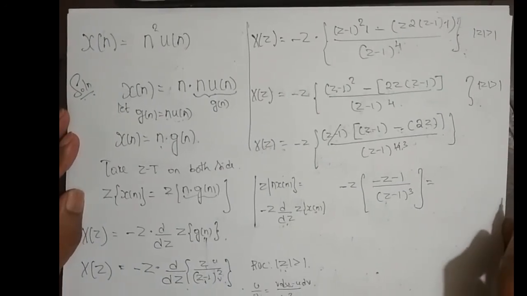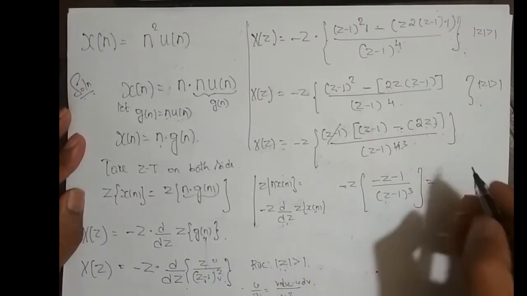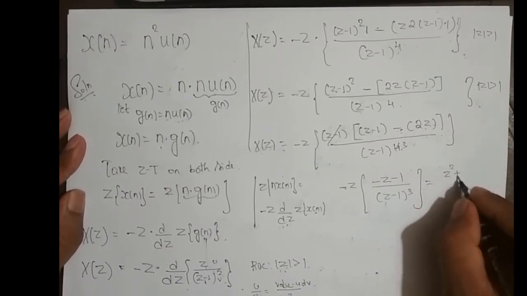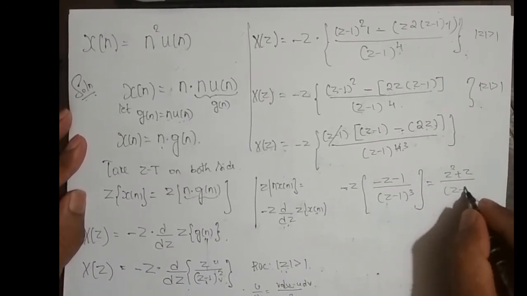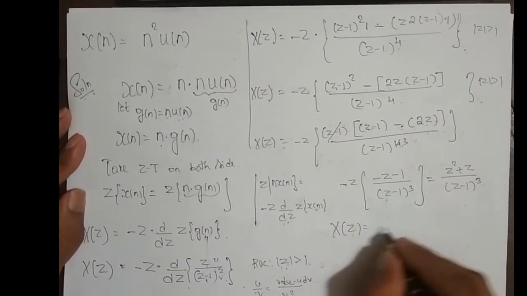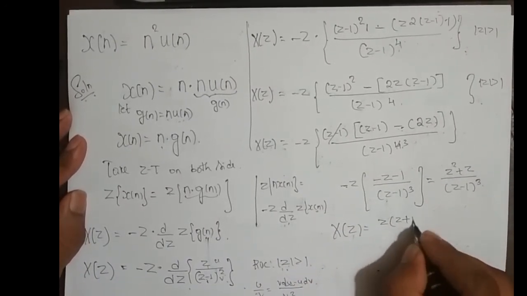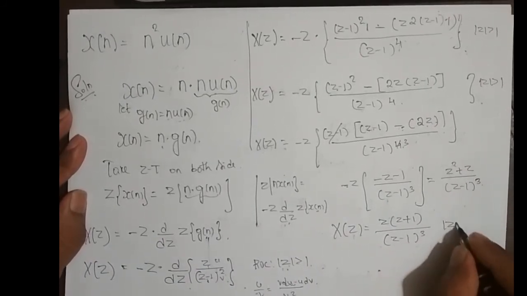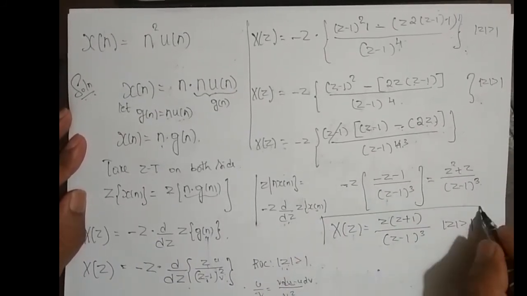So this is equal to, if I take this minus inside, (z square plus z) whole divided by (z minus 1) whole cube. If I take z common, X(z) is equal to z into (z plus 1) whole divided by (z minus 1) whole cube, with ROC magnitude of z is greater than 1.